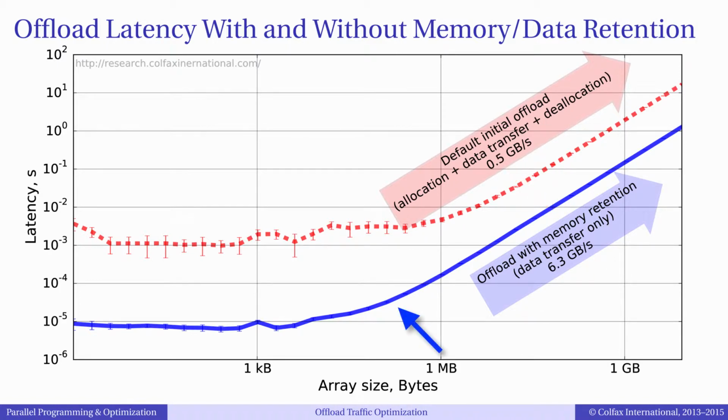The blue line shows the offload time for the case where we used alloc_if and free_if to retain the data on the coprocessor. In this case, the overhead of offload for the smallest data size is of the order of 10 microseconds, 2 orders of magnitude better than in the default case. The bandwidth for large offloads is of the order of 6 to 7 gigabytes per second, which is an order of magnitude better than in the default case.